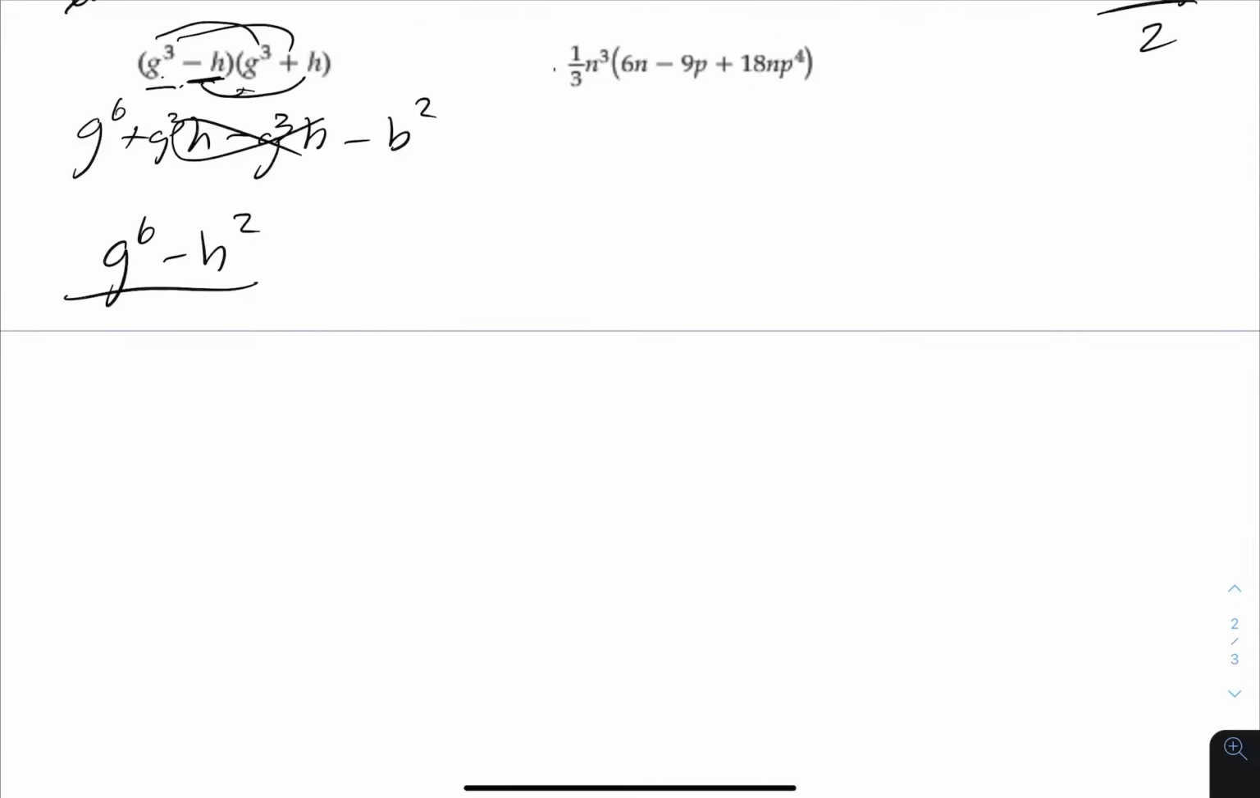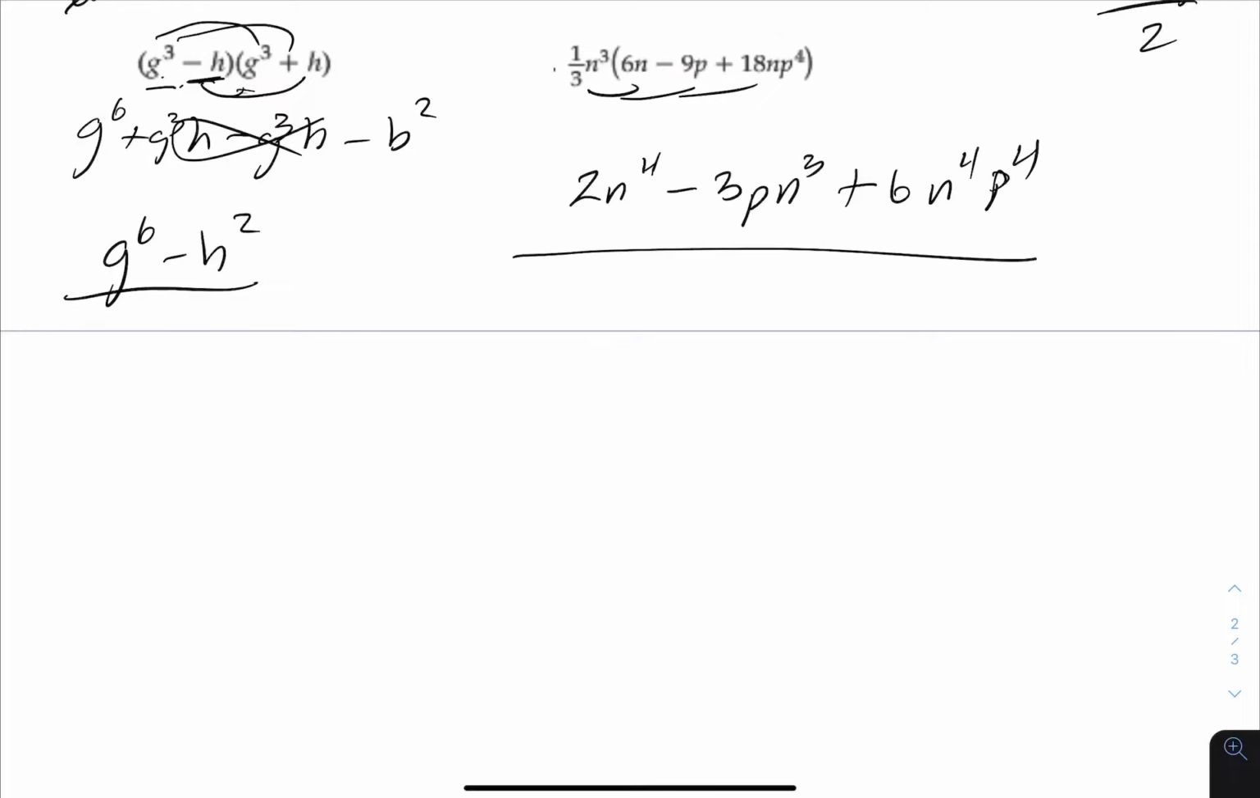The next one, all we want to do is distribute. So distribute, distribute, distribute. 1/3 times 6 is 2 n to the 4th. 1/3 times 9 is negative 3 p n to the 3rd. 1/3 times 48 is 16 n to the 4th p to the 4th. And that is it.